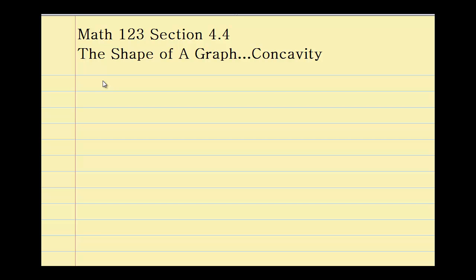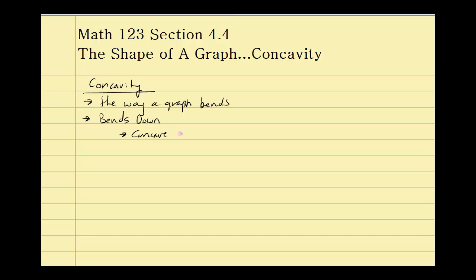In section 4.4 we're going to be looking at one of the final steps in curve sketching, and that's basically looking at concavity. Concavity tells us about how the graph bends. So for instance, it could bend upward or downward. And if it's bending downward, then we call that concave down. We also call this negative concavity.